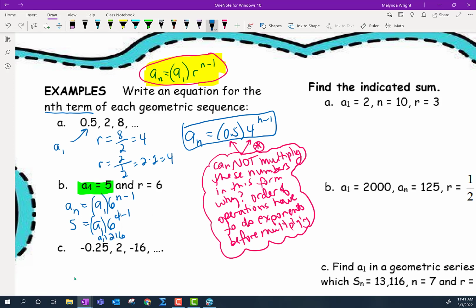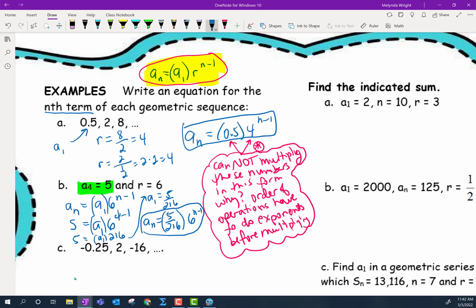Then I have my a sub 1 right here equals 5. So a sub 1 is simply going to be 5 divided by 216. I know that's a weird number. We can't really reduce it because 216 doesn't have a factor of 5 in it. So we're ready to write out our formula. So a sub n is 5 over 216, 6 to the n minus 1. Okay, great.